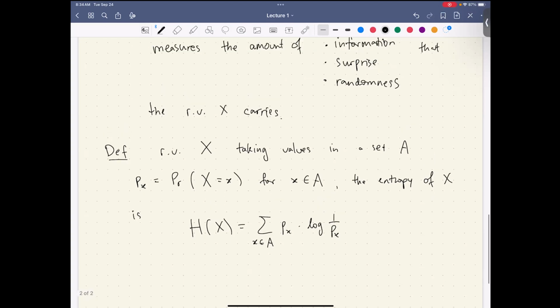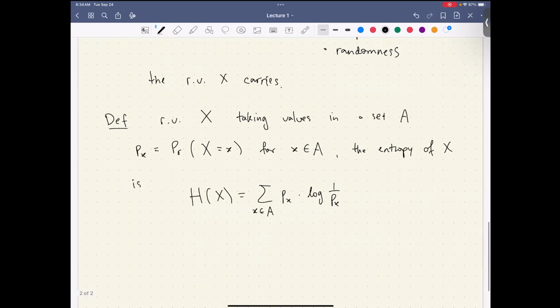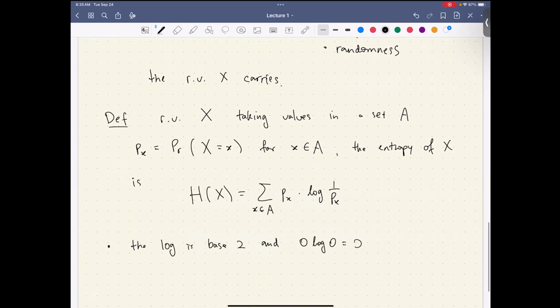Here, throughout this first part of the course, when we talk about entropy, since it's coming from information theory, all the logs will be base 2. And the convention is 0 log 0 is 0. It's just a convention.